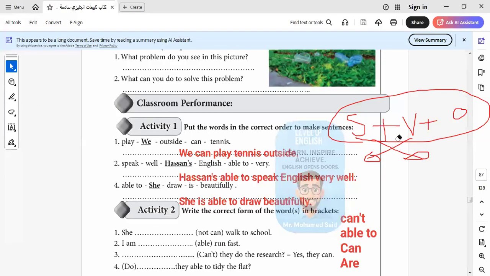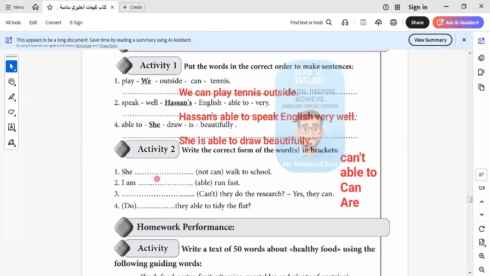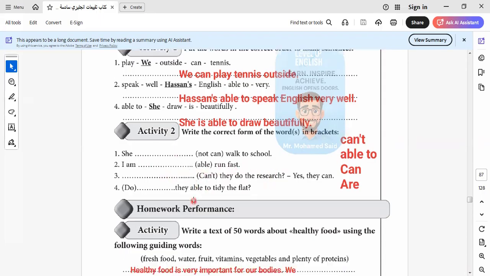Okay, and beautifully here is what? It is an adverb. It means that the adverb describes the verb. Okay, let's go to another one here. We space walk to school. It will be here we can't. I'm able to run. Space here is I replace can't by can, because here we have the yes/no question, and I replace can't by can. Here it will be are. Here is have able to, and I use verb to be are.